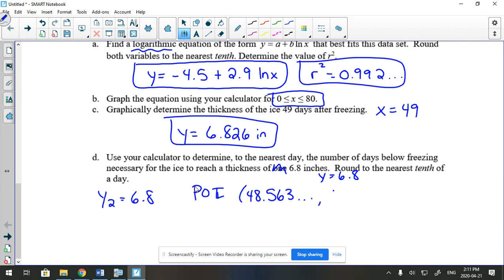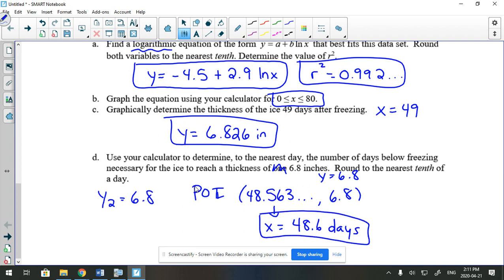48.563, 6.8, and your x value will be your solution. They said round to the nearest tenth, and it's days. So after 48.6 days of temperatures below zero, your ice should be approximately 6.8 inches.